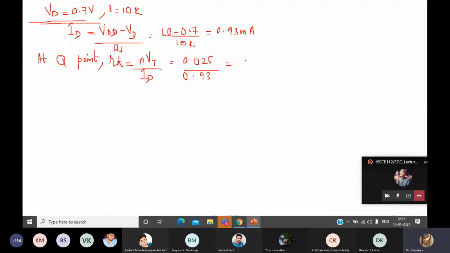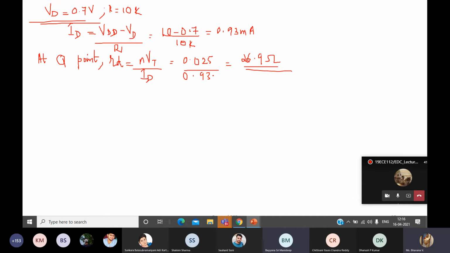Calculate and give the answer. 26.88, approximately 26.9 ohms. Getting? That is 0.93 milliamperes. Yeah, milli only. So 26.9 ohms. Getting?